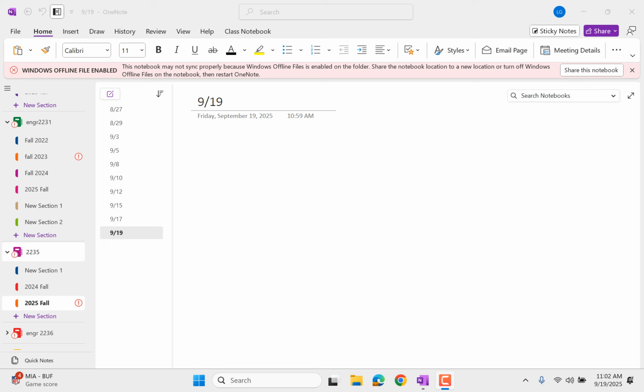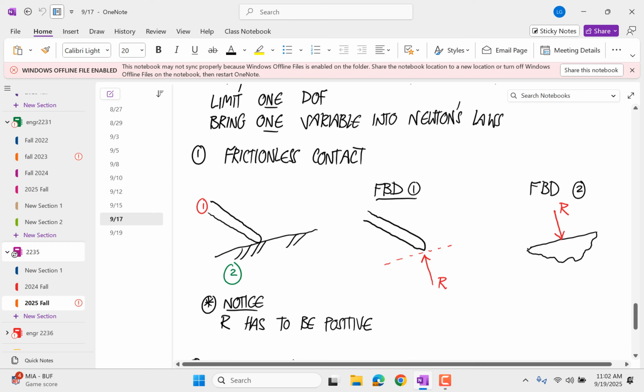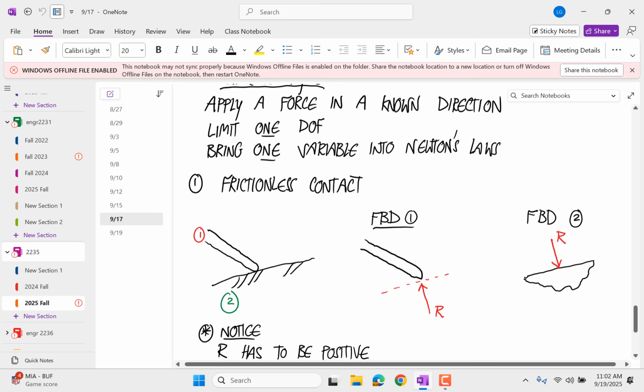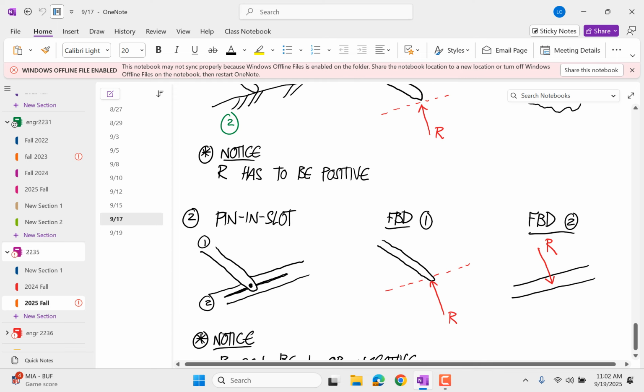Okay, so last time I started going through this list. I'm just going to jump back to my notes from last time so you don't have to write this down again. Remember, I introduced joint category 1. It's the two types of joints that introduce a single variable into Newton's laws. They do that by applying a force with a known direction but an unknown magnitude. There are two of these: one is a frictionless contact and one is a pin and slot.